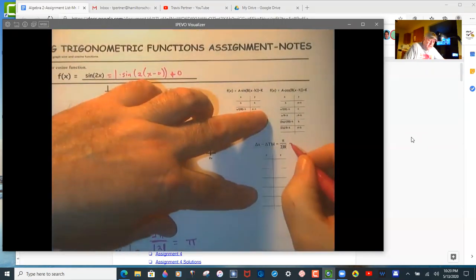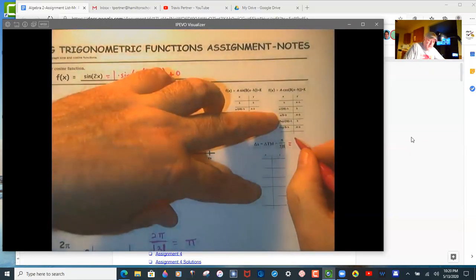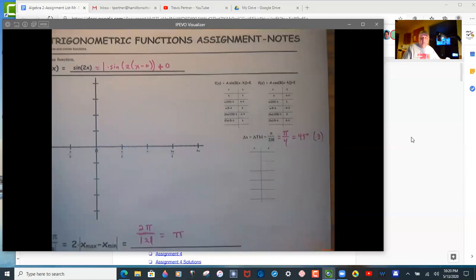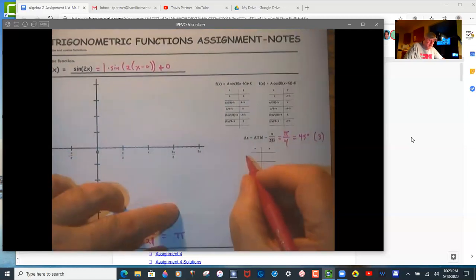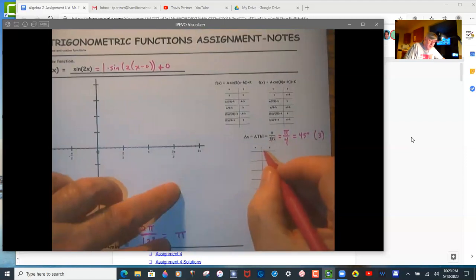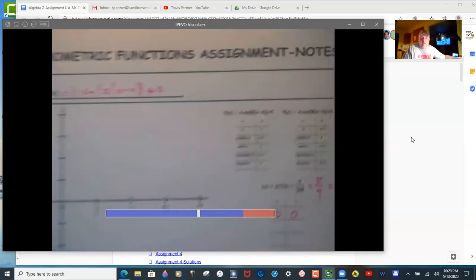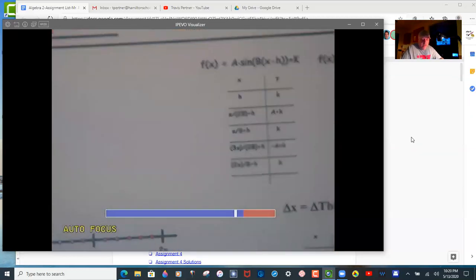All right, so delta table, pi over 2b. This will be pi over 2 times 2, pi over 4. This is 45 degrees. Okay, and that's 3 scale marks. How did I get 3? Because 3 pi over 12. Convert the pi over 12 from the 12s. 15 times 3 is 45. So that just means that once we start at HK, that's where we're going to start here. Where do I get 0, 0? Because HK is the first point.